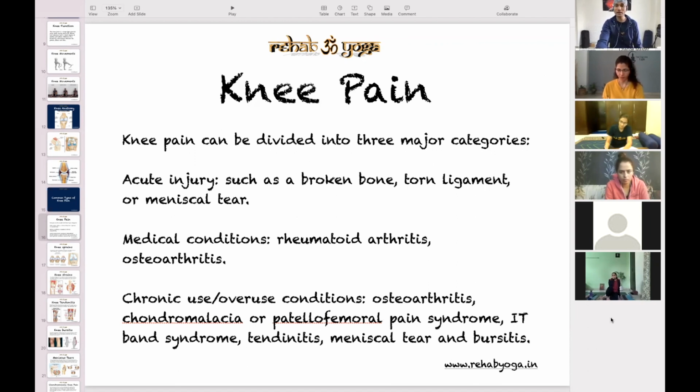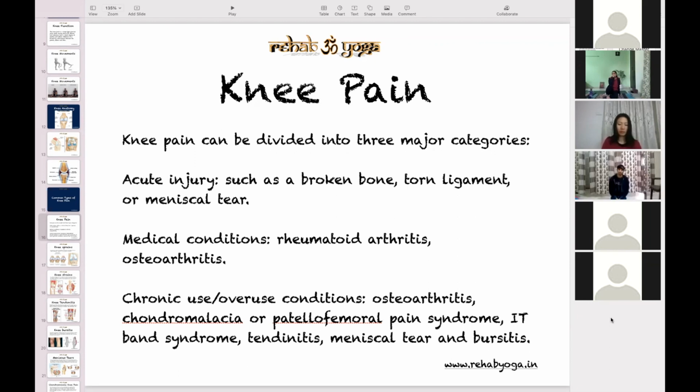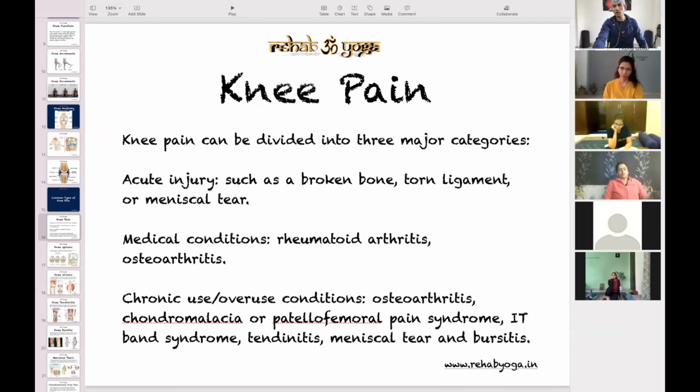Then IT band syndrome. Many people get IT band syndrome. We have just named it like that. It is on the lateral side of the thigh, the lateral side of the knee, normally with pain there. Tendinitis, as the name suggests, means inflammation of the tendon. Whenever the tendon is getting inflamed, it can be your quadriceps tendon, your patellar tendon, anything.